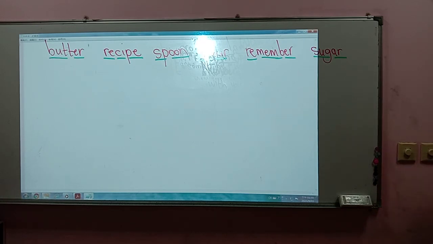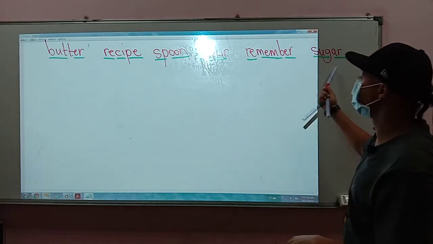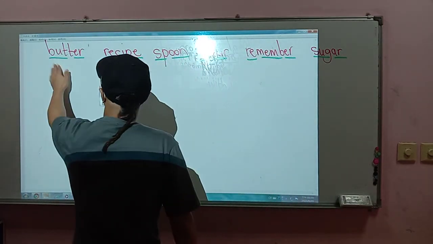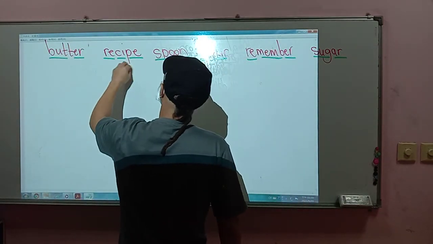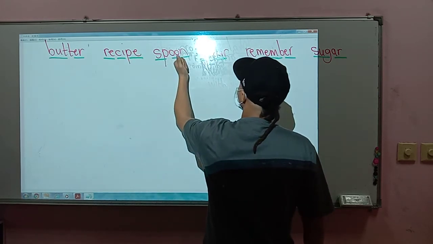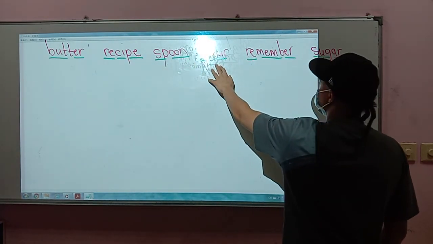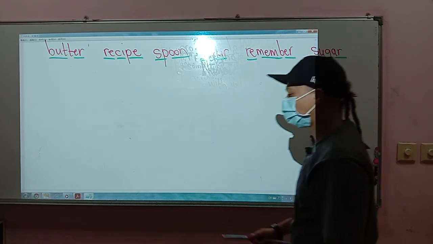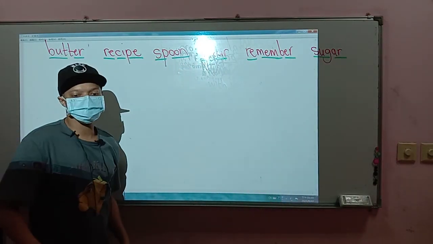Okie dokie. Alright, so these are the vocabulary words, guys. Let's just practice one more time. Butter. Recipe, spoon, flour, remember, and sugar. Okay? What do these words mean?